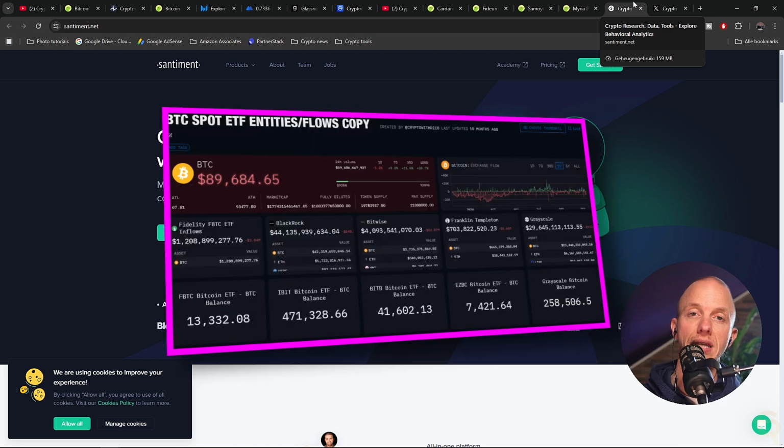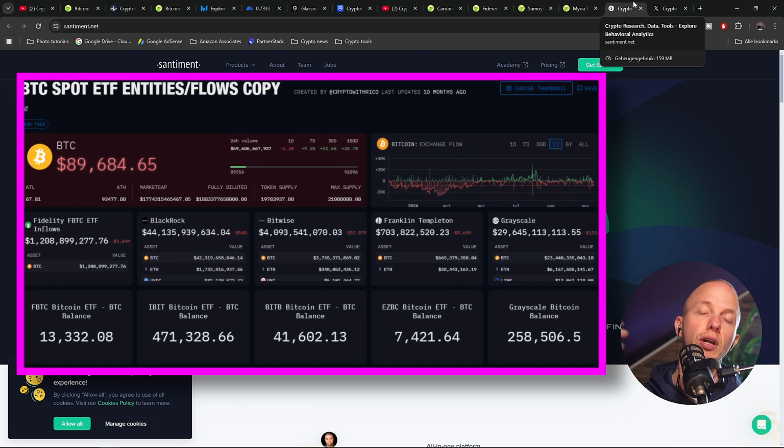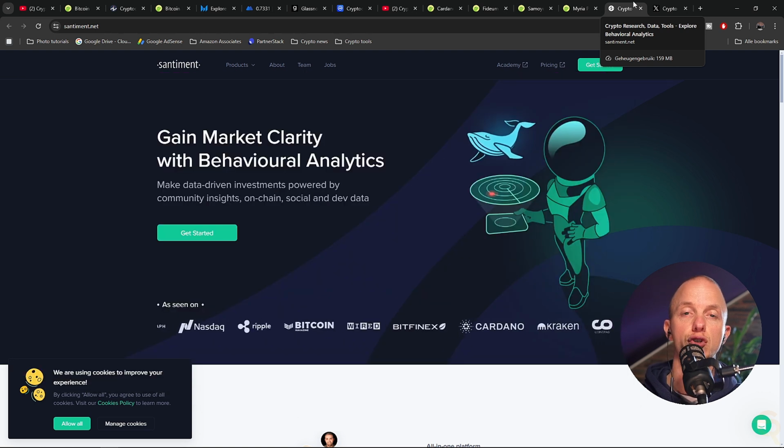You can also create a dashboard on Arkham Intelligence, then put in your most favorite wallets to see what they do, so for instance the ETF funds, and then make your choices depending on that.